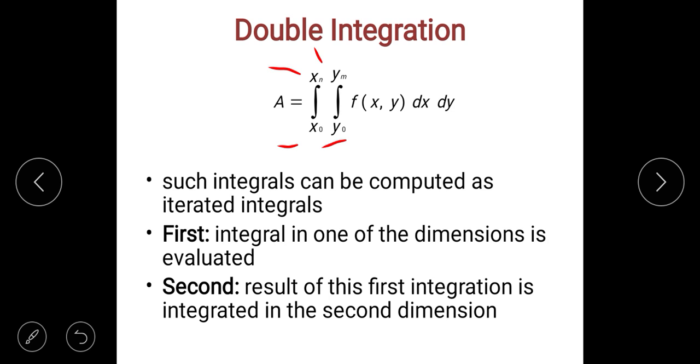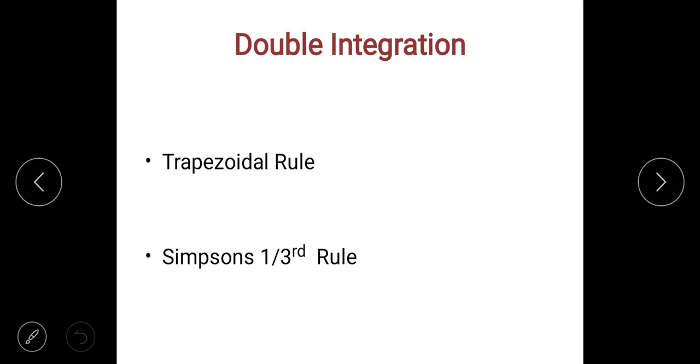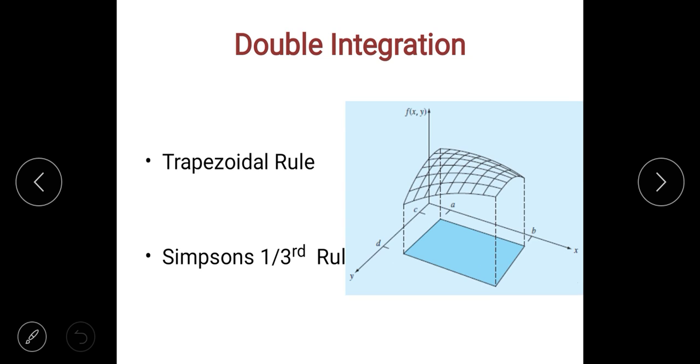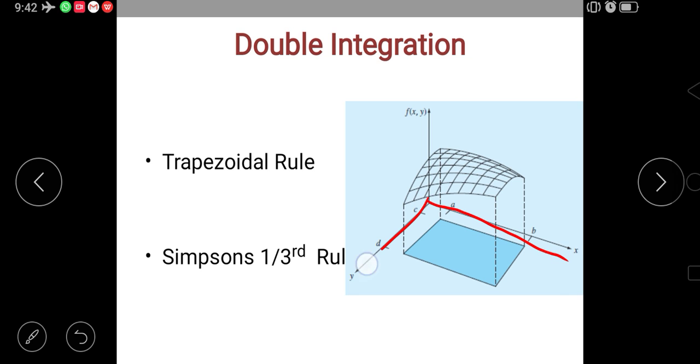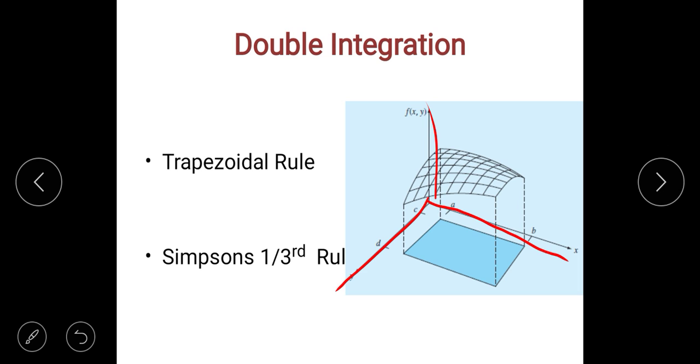In double integration we are using, first of all, the trapezoidal rule for finding the area under the curve, and Simpson's one-third rule. Graphically, double integration can be represented as you can see in this figure. You plot x, then y, and the function of x comma y. Then if you plot the function on graph paper, you will get such a graph and you have to calculate the area under this curve. You calculate all this blue colored area.